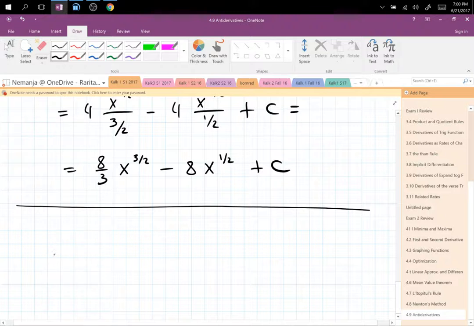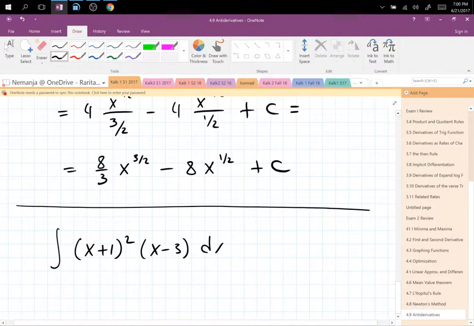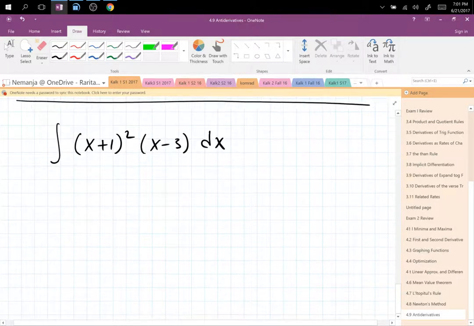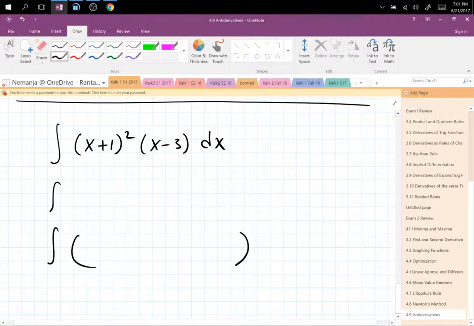So what is the integral of x plus 1 squared times x minus 3 dx? What do you have to do here? You have to multiply everything out. You have to square the first one, right? FOIL it, and then multiply that by x minus 3. Now, what's important is once you're done with all of that, you will have to have everything in parentheses and then dx at the end.